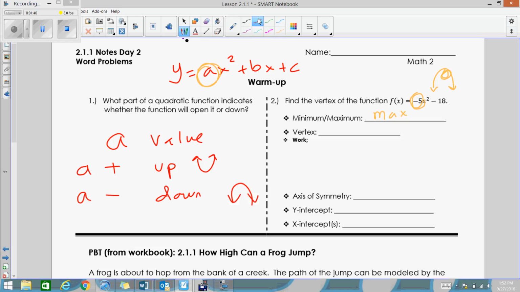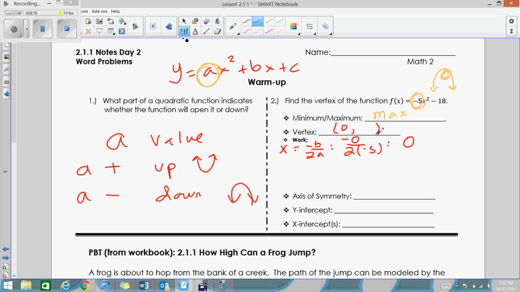Our vertex formula is, so it's a coordinate, x equals negative b over 2a. So you got to take the a and the b. If you look at this function, there is no b value because your b value is connected with the x. So it's negative 0 over 2 times a, which is negative 5. Well, here's the deal. If your numerator is 0, your entire answer is just going to be 0. So my x value for my vertex is 0, but what's my y value?